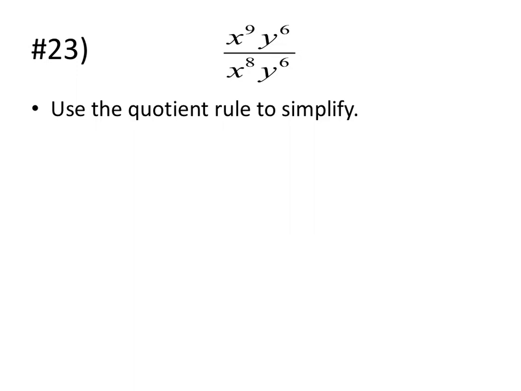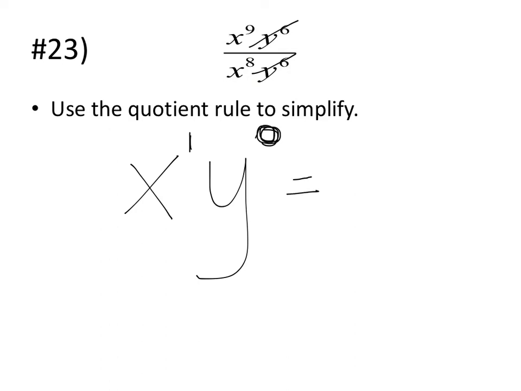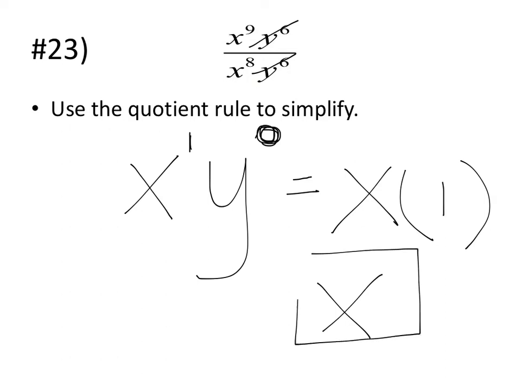Okay, now let's go in pieces. X to the 9th over x to the 8th. Well, your like base is x, and then 9 minus 8 is 1. You can put a 1, but you don't have to. And then here, those just cancel each other out, or you could say y, and then 6 minus 6 is 0, but anything to the 0 power is just 1, so you would have x, and we don't write x to the first power, times 1, which would just be x. So our answer for number 23 is just x.